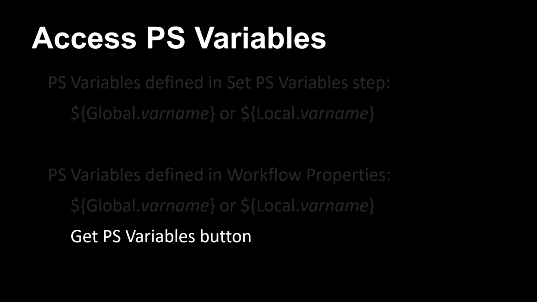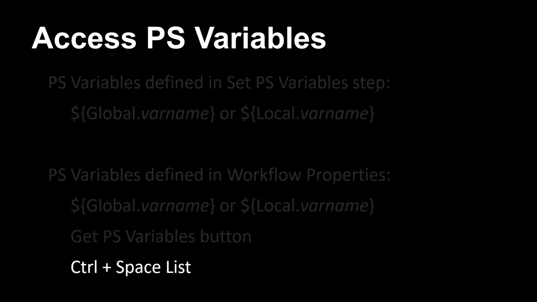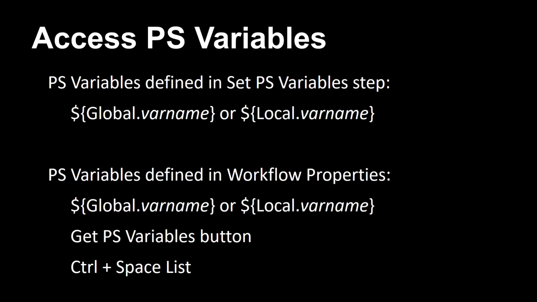Or you can use the Get PS Variables button in the Get PS Variables step to access the PS variables defined in the workflow properties. Or you can use Control plus space in any step in the workflow that contains a $ sign next to it. The list will include the PS variables defined in the workflow properties. We will see a practical demo to access PS variables in the next video for the Get PS Variables step.